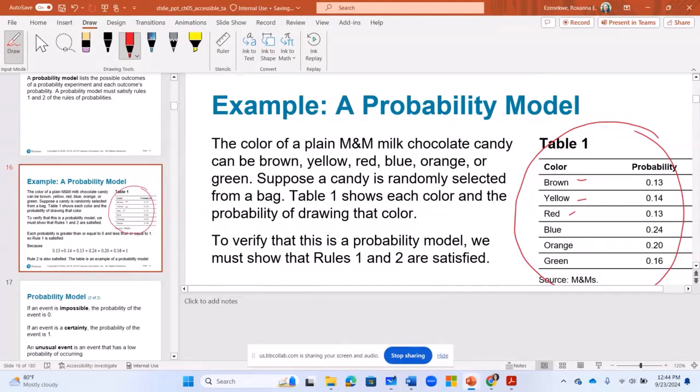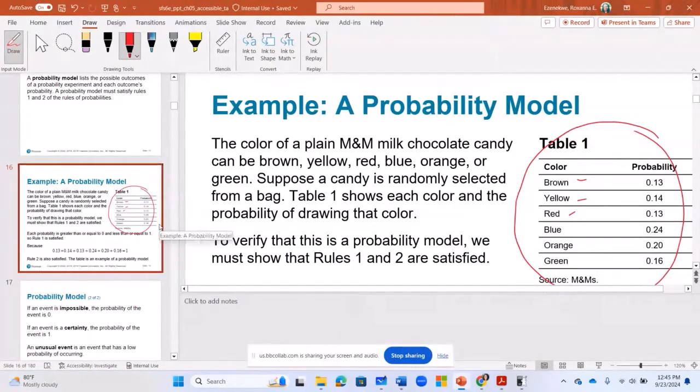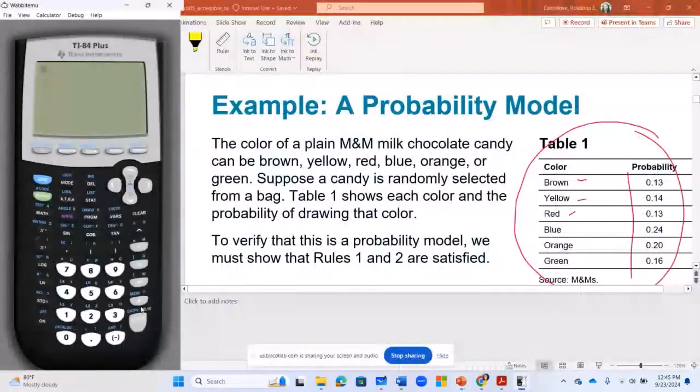Okay, so if I add all this up, let me get a calculator. This is a probability model. We must show that rules 1 and 2 hold. Rule 1 says that there should be no negative probability. So there is no negative probability. If I'm told to test the rules of probability, I will test this table and say there is no negative probability, therefore rule 1 is correct. Then let me test rule 2. For rule number 2, I want to add all the probabilities.